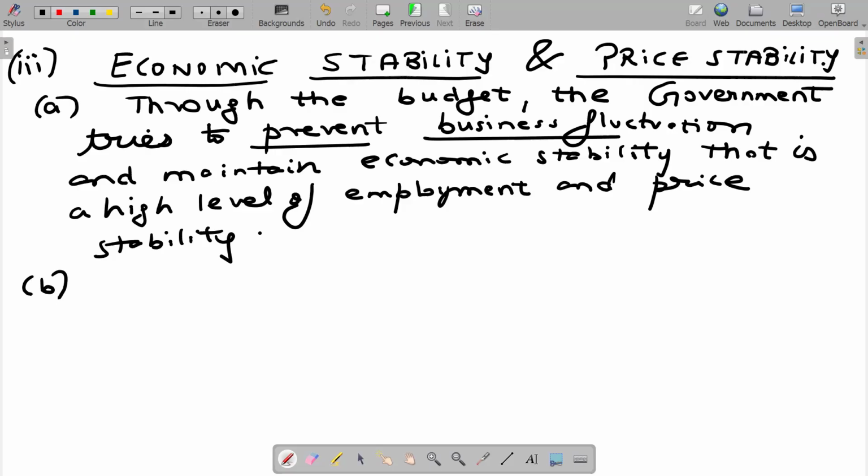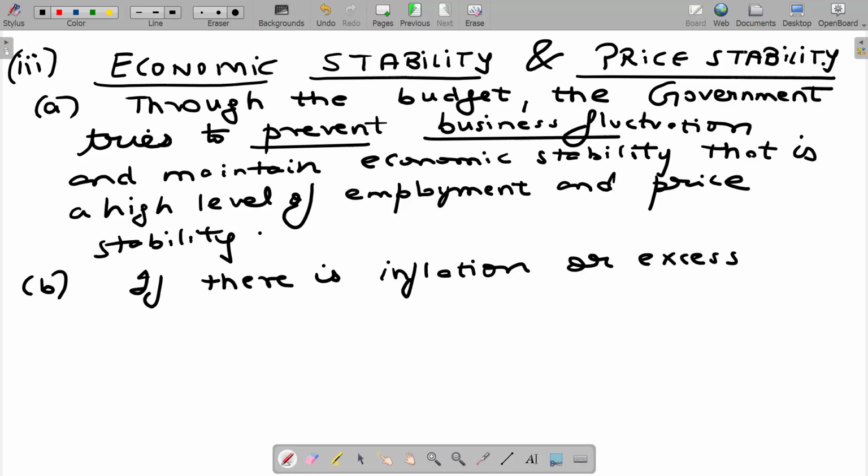Point B, if there is inflation, remember inflation in macroeconomics, we are going to cover this in the aggregate demand, aggregate supply module as well. When we talk about determination of income and employment, inflation is a continuous and persistent rise in prices. It happens because of excess demand. If there is excess aggregate demand in the economy, it increases the prices. It puts upward pressure on the prices.